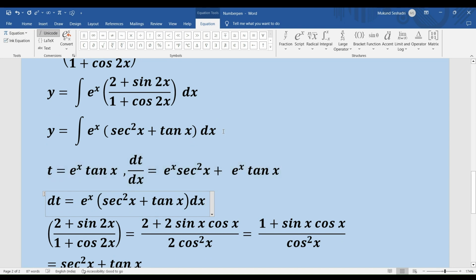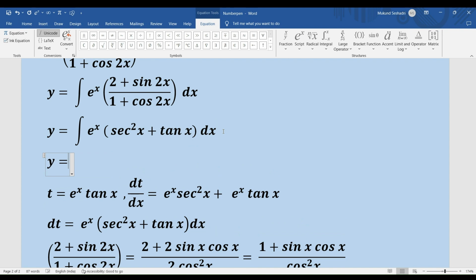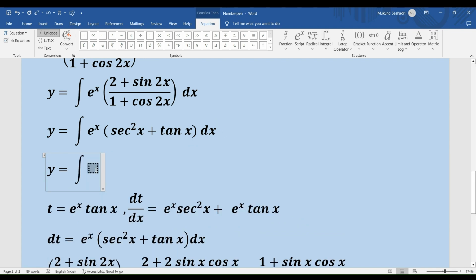That's my dt. Now I go back to my y. I notice that my y is now nothing but the integral of dt under the substitution t equals e to the power x tan x, right? So the integral of dt is nothing but t plus c, and I cannot leave my answer in terms of t. I'll have to put back everything in terms of x, and therefore I get e to the power x times tan x plus c, right? So that's how we go about solving this problem. And let me highlight my final answer in pink.